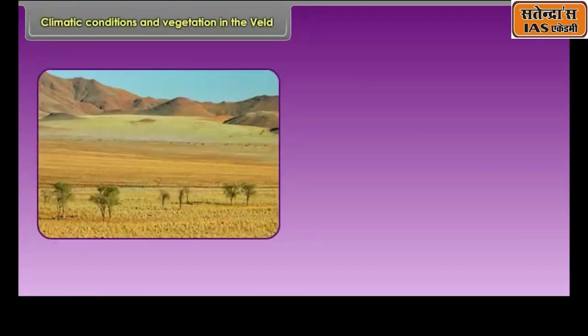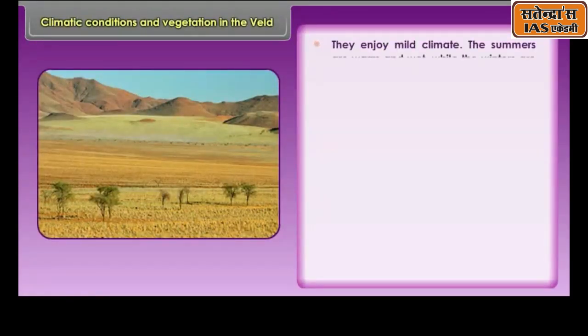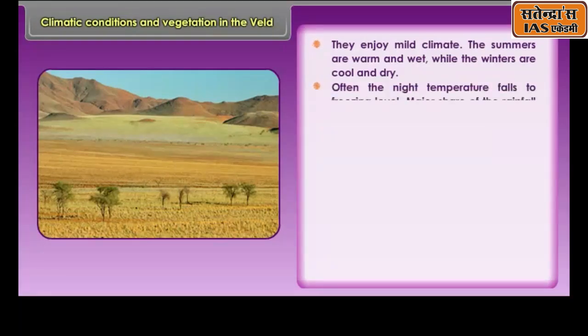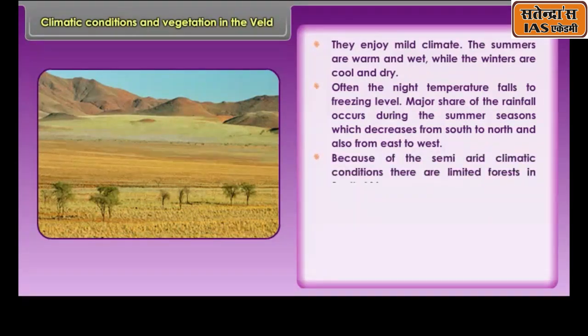Climatic conditions and vegetation in the Veldt. They enjoy mild climate. The summers are warm and wet, while the winters are cool and dry. Often the night temperature falls to freezing level. Major share of the rainfall occurs during the summer seasons, which decreases from south to north and also from east to west. Because of the semi-arid climatic conditions, there are limited forests in South Africa.